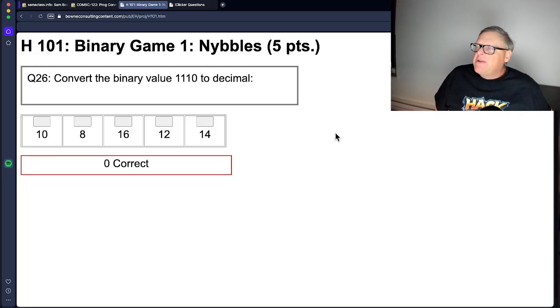We'll see. It's possible that everybody's gone to sleep. The way you do it is the right digit is the number of ones, then this is the number of 2s, 4s, and 8s. So what's this number? 1110.